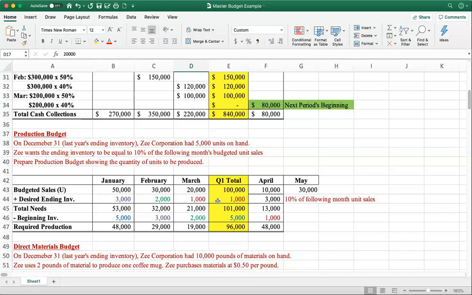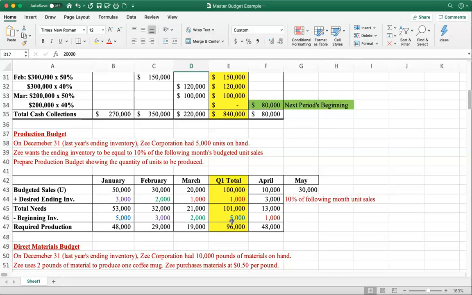If it was December, and December was the last month of the quarter, it is also the last month of the year. So that becomes the yearly ending inventory, right? But in this case here, we have March, so March becomes the ending inventory of the quarter.